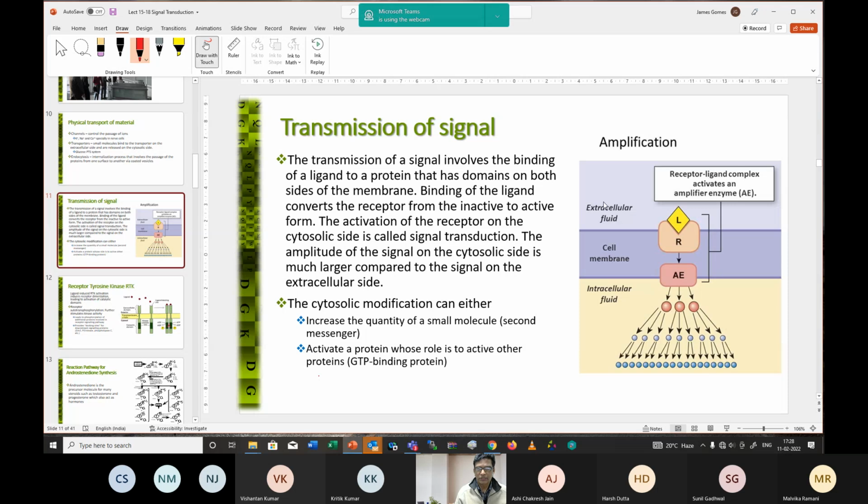So you have an extracellular binding activity. You have a change in configuration of the amplification enzyme. That's the second part. And the amplification itself, that is the third part. The best way to understand this is through GTP binding proteins. This is one class of proteins which are very important, and there is a host of cellular functions that are dependent on this one.